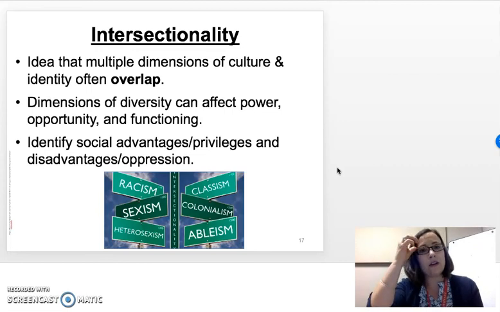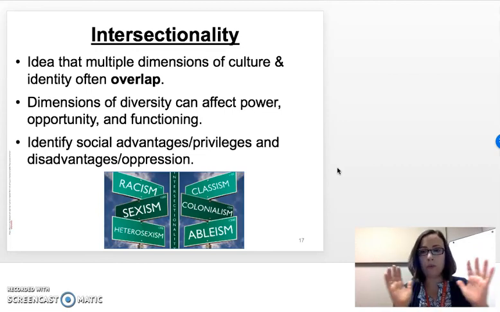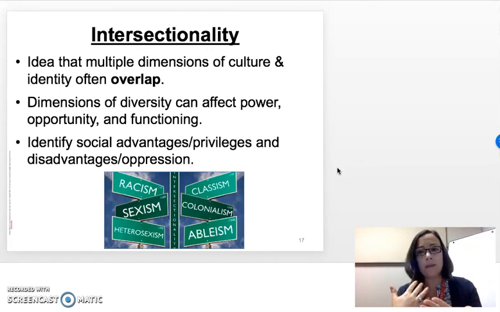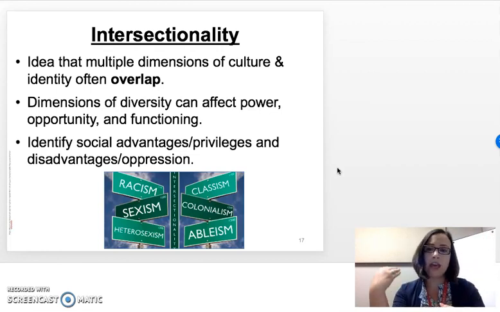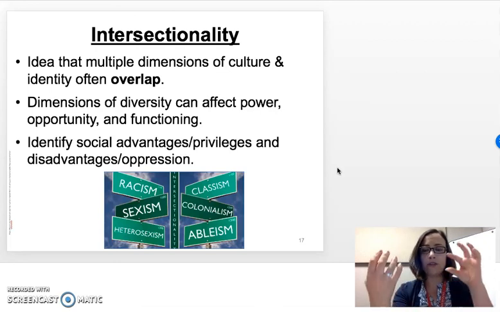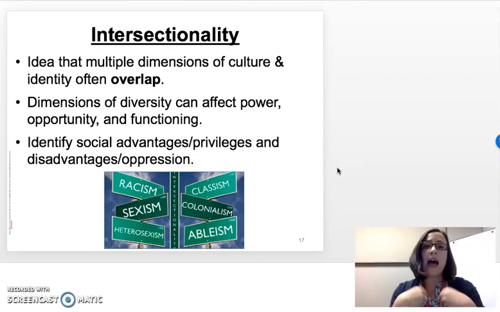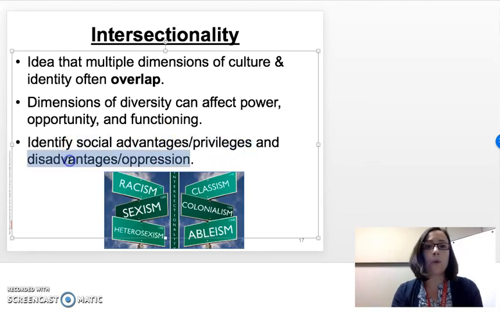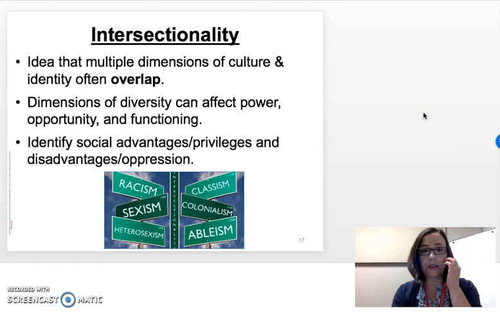Now, this is when, of course, each of us as a human being has multiple dimensions of our identity. So I am a woman, I am a member of a particular religious faith, I have a particular sexual orientation, I have an experience of ability or disability, a certain socioeconomic status, for example. Depending on how each one of these dimensions of my identity intersect with one another, that is going to contribute to my experience of social advantages or privileges, or disadvantages or oppression or discrimination.